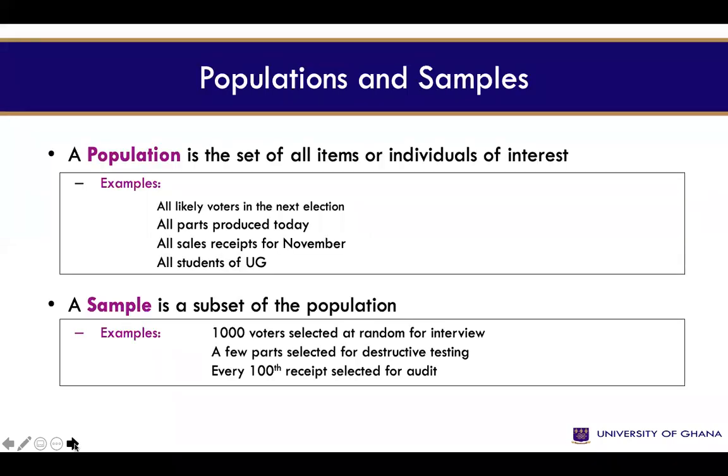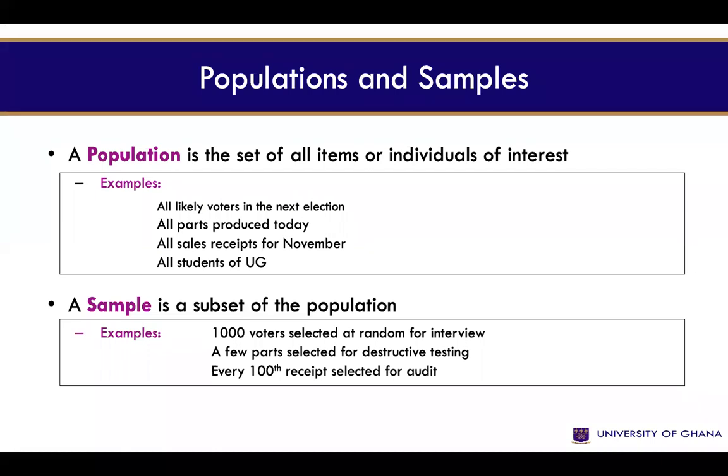So all of us know about populations and samples, right? If we were in class, I would have covered this and asked you questions about that. A population is basically the set of all individuals of interest. I think when we were doing hypergeometric distribution, we mentioned certain things about population and also about sample. And we also know that a sample is a subset of the population. So, for instance, if you take 1,000 voters selected at random for an interview, it is selected from a population of all likely voters, right?